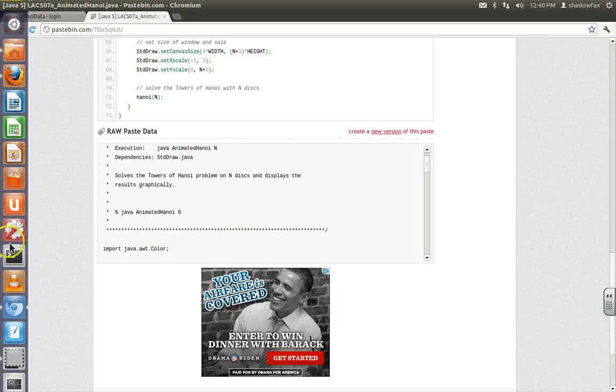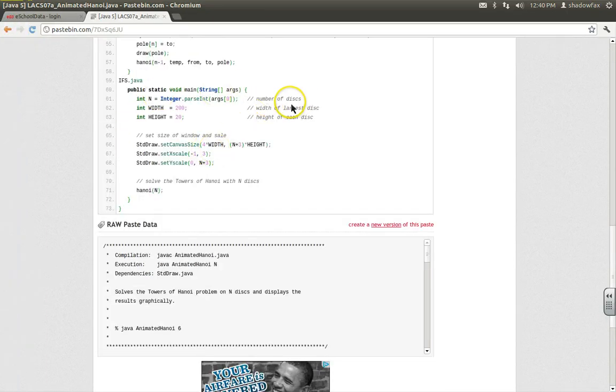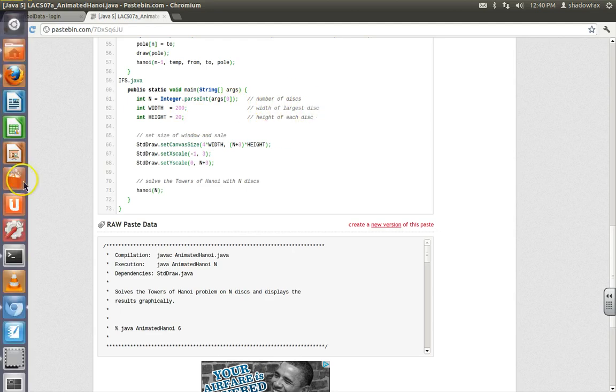So let's see this animation here. Now wait, where's the tester? Does it take args? The number of disks. Alright, so I think this is set for 3 poles, and you can tell it how many disks you want. Okay, so let's try that.